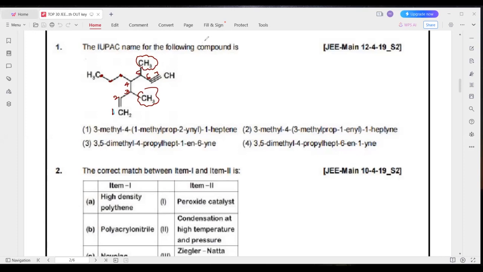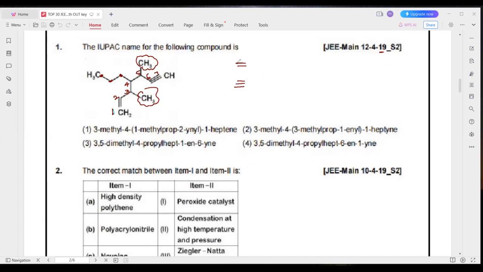Okay, today we are going to discuss some important questions from isomerism and IUPAC nomenclature. So let's start with the 2019 question. This is the IUPAC name you have to give. Here we have two things for the reference preference. Here one double bond is there, one triple bond is there.